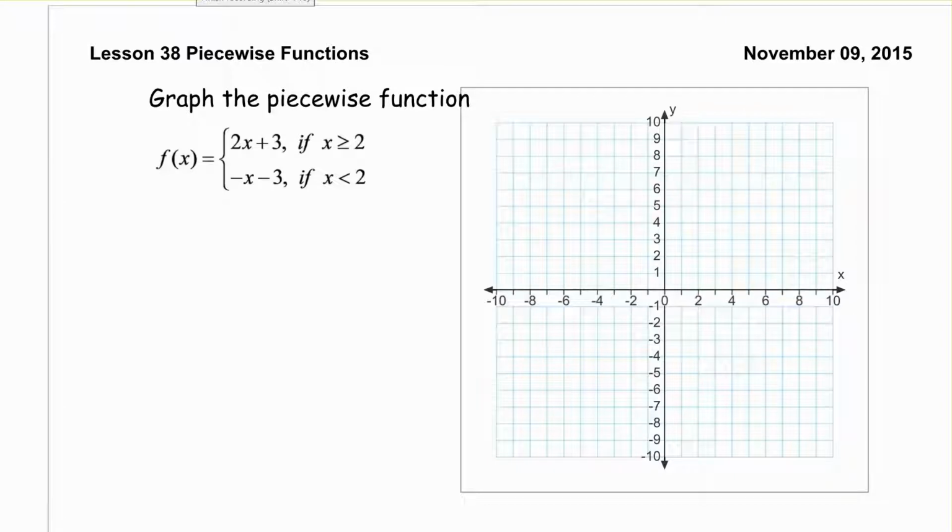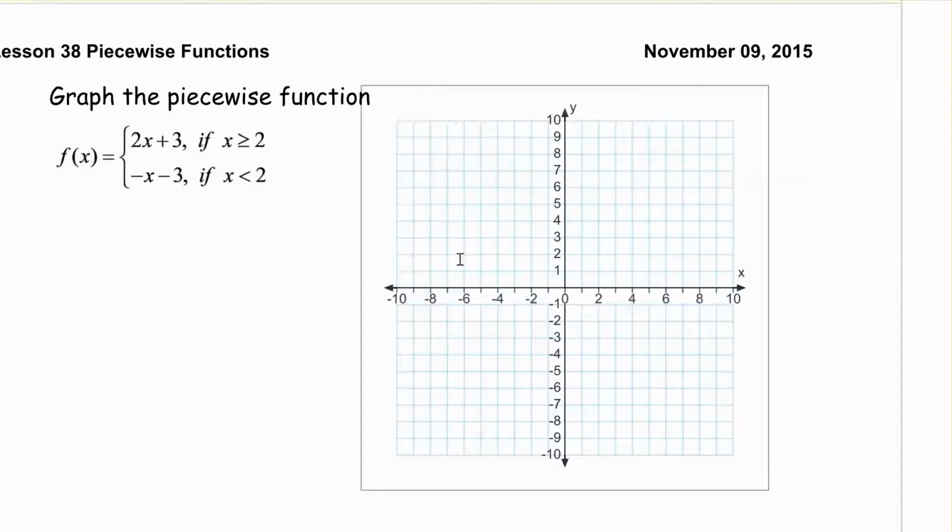This is lesson 38, graphing piecewise functions.